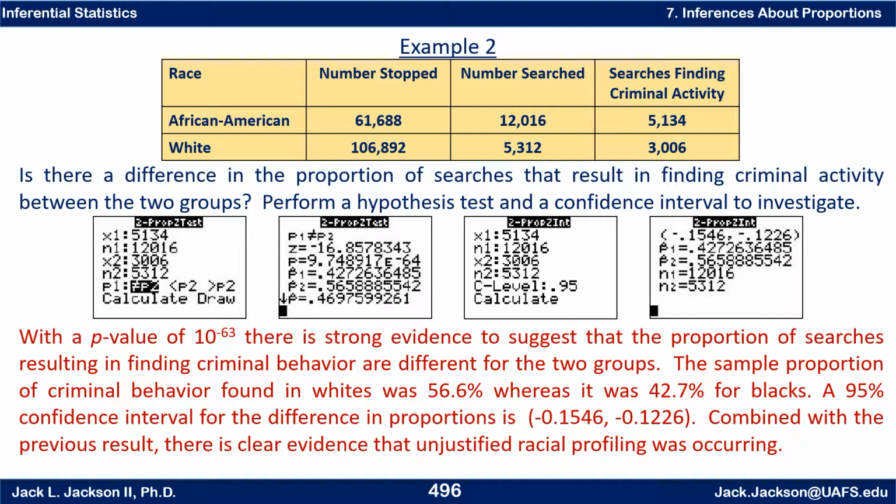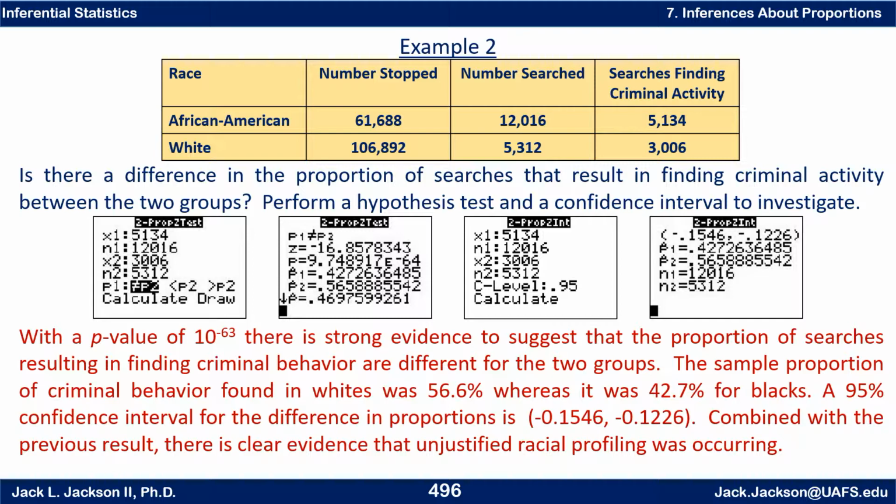We round it off. The proportion of successes for blacks was about 42.7%, and for whites was about 56.6%. So what does it say? It says, well, blacks were less likely to be having the criminal activity, if they were pulled over, out of the ones that were pulled over.